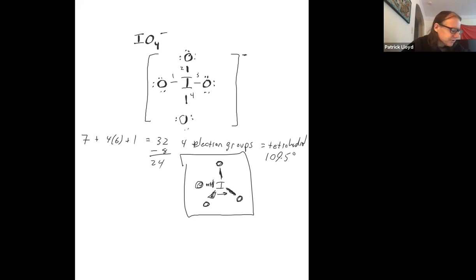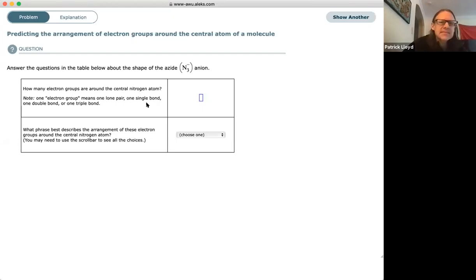Let me show you another one. Azide ion, N3 minus, right? The azide ion, N3 minus. How many electron groups surround the central atom? Again, VSEPR is all about the central atom and then what the structure is. So I'm going to draw the Lewis structure. Notice you get more practice doing Lewis structures with this whole theory.